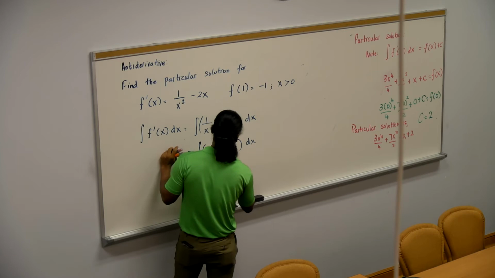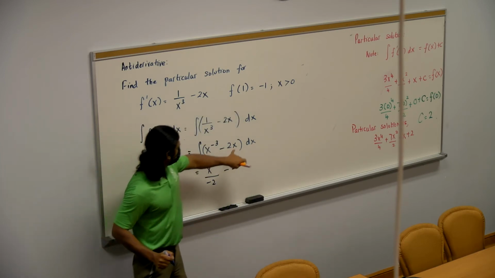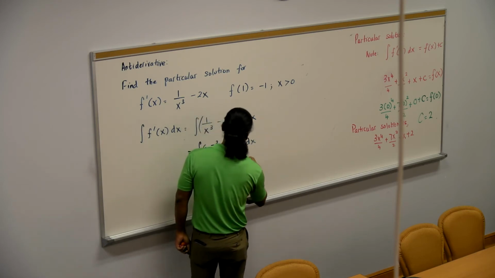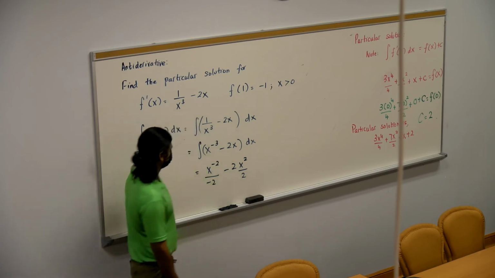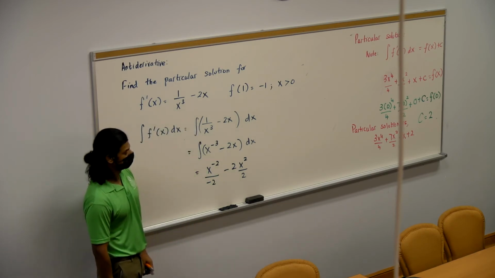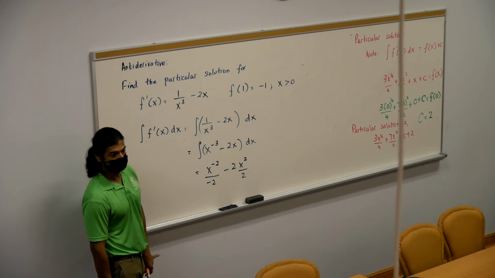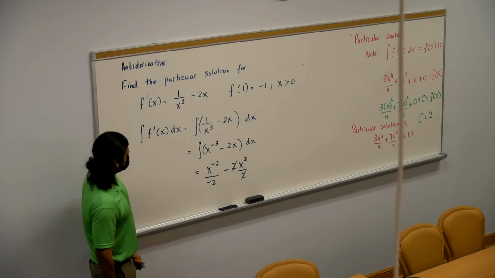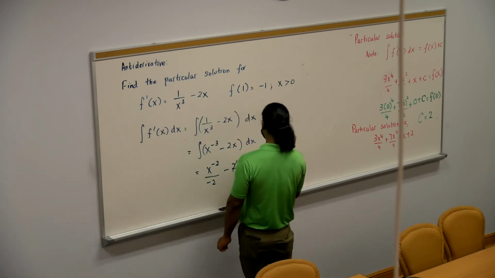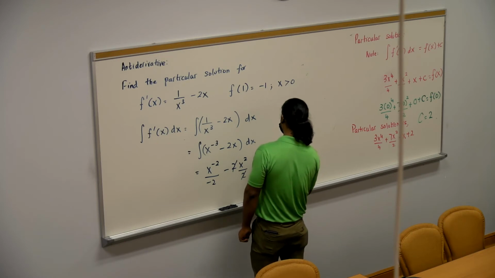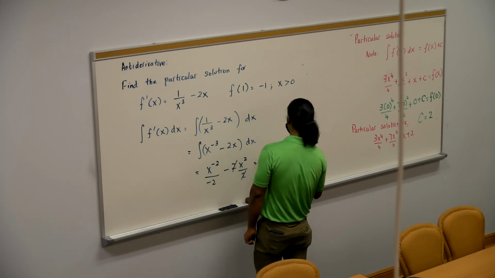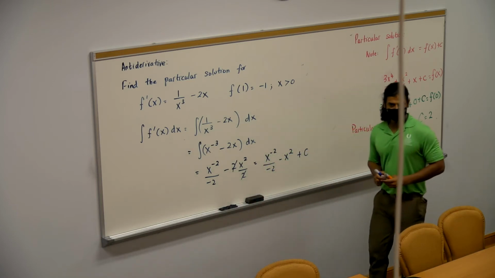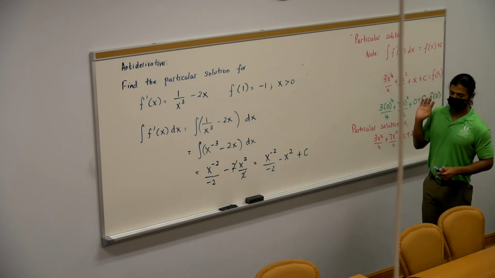Minus the power here is 1, so x raised to 1 plus 1 would be 2, divide by 2. Yes? That would go away, and what do we have? We have x raised to -2 over -2 minus x squared plus c. As I said, I solve for that constant at the very last step.